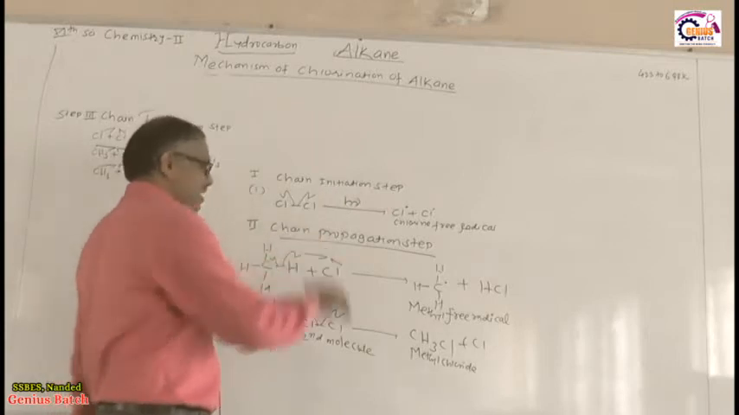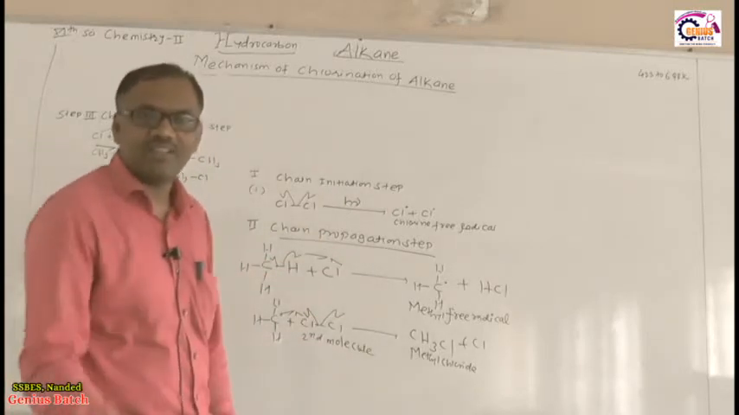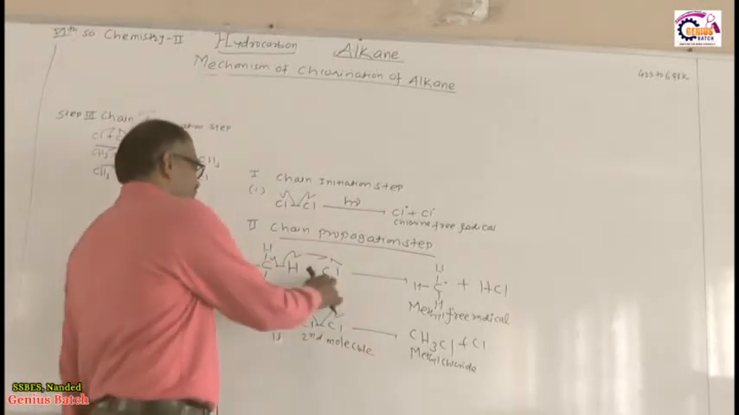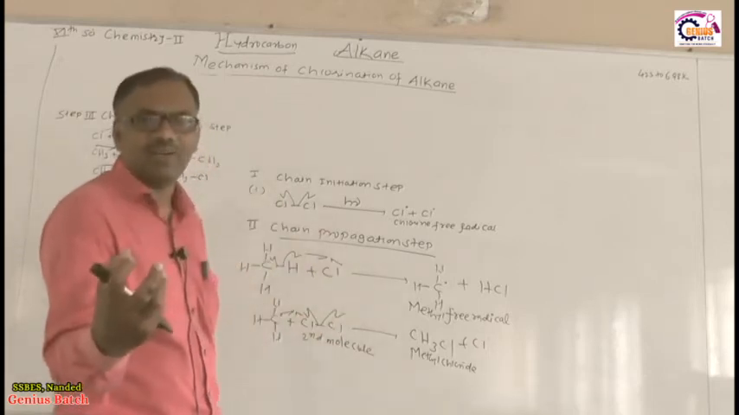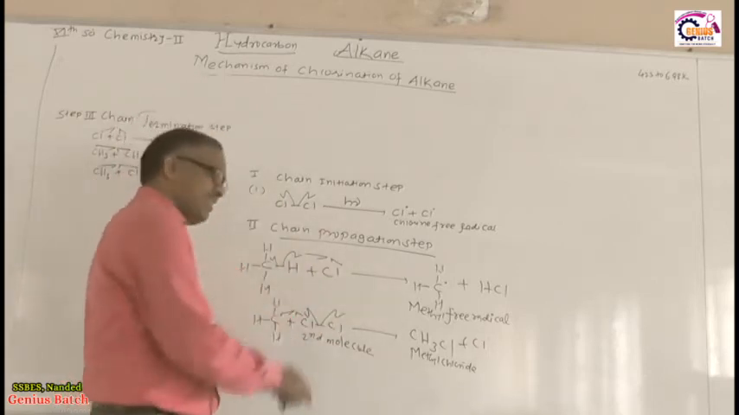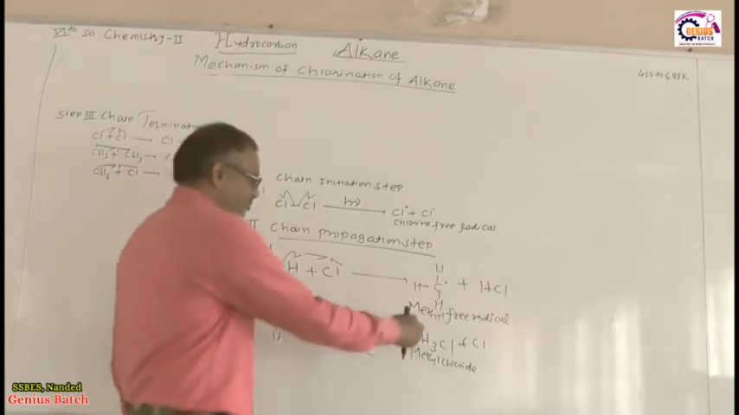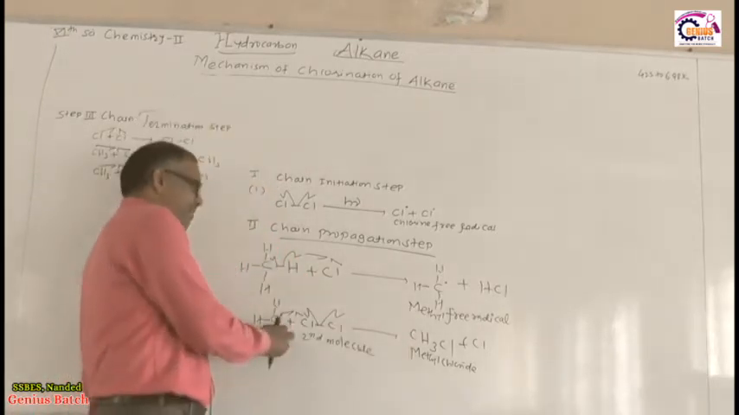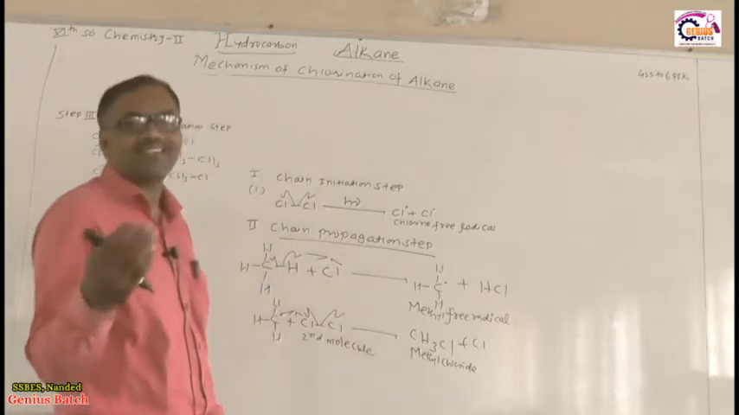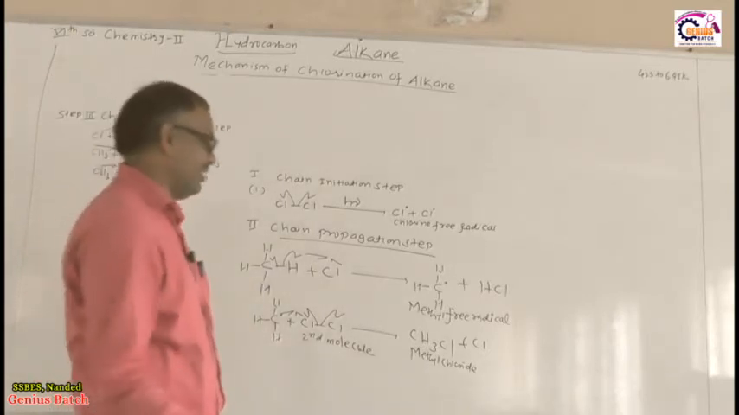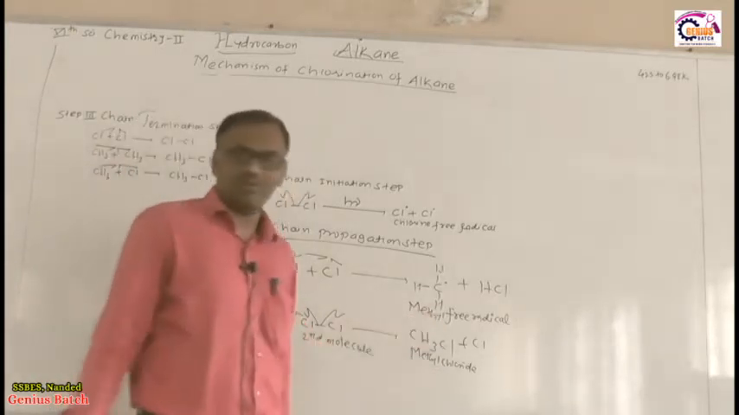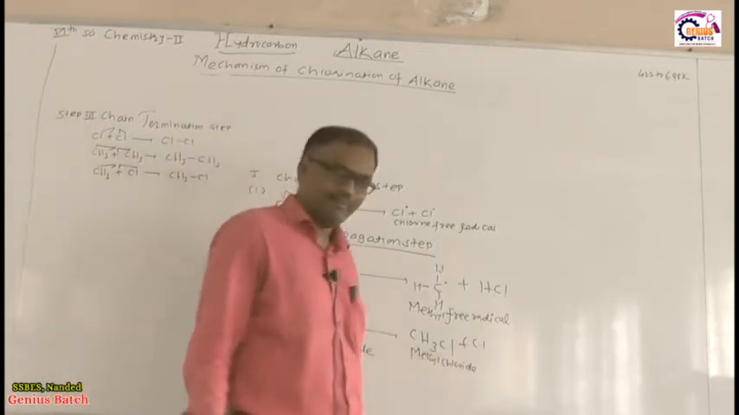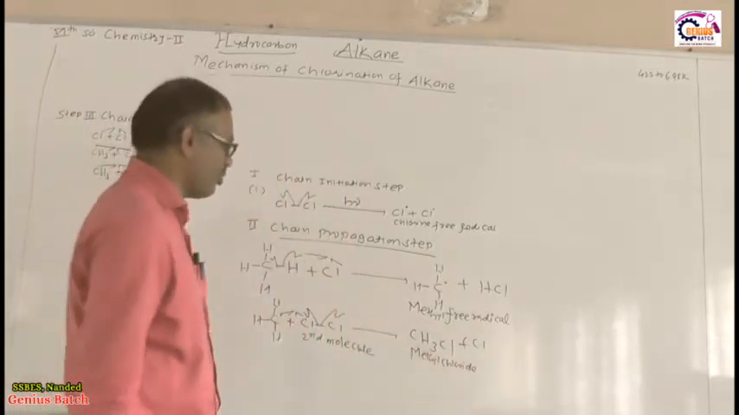The second step is the chain propagation step. What happens in the chain propagation step? Chlorine free radical abstracts the hydrogen free radical from the methane to form the methyl free radical. Then this methyl free radical again reacts with the second molecule of chlorine, and there is a formation of methyl chloride and chlorine free radical. Right, this is the chain propagation step.